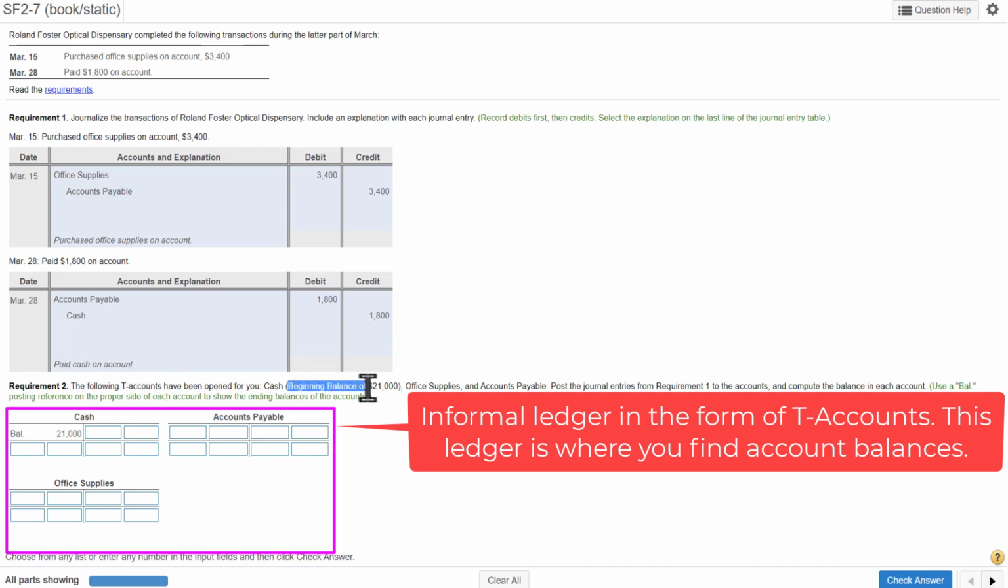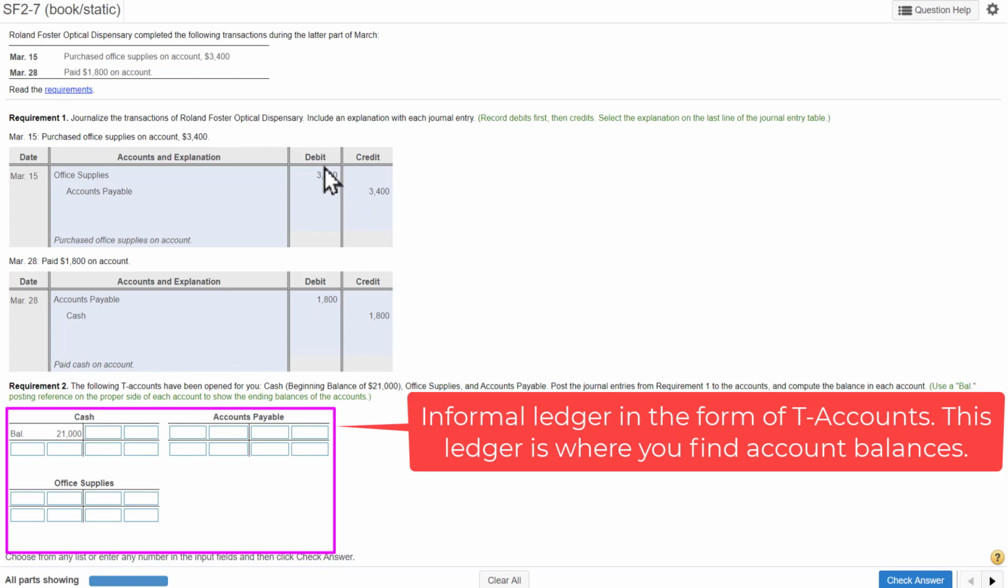And it even tells you that right here. Beginning balance $21,000. So we're going to post the journal entries from requirement 1 to the accounts and then compute the balance in each account. And then the balance abbreviation is BAL. And we put that on the proper side of each account to show the ending balances of the account.